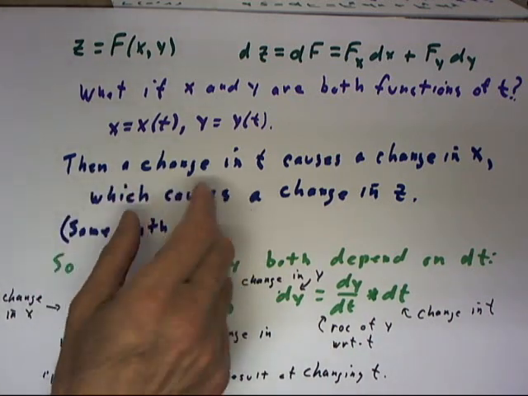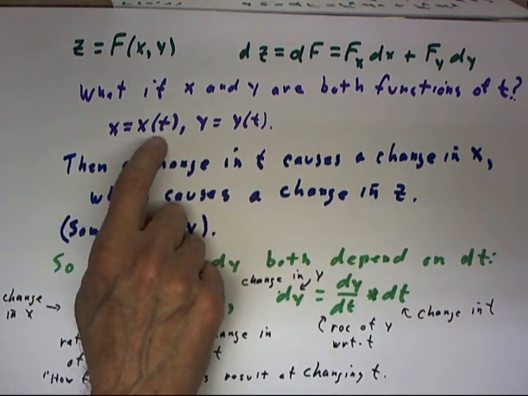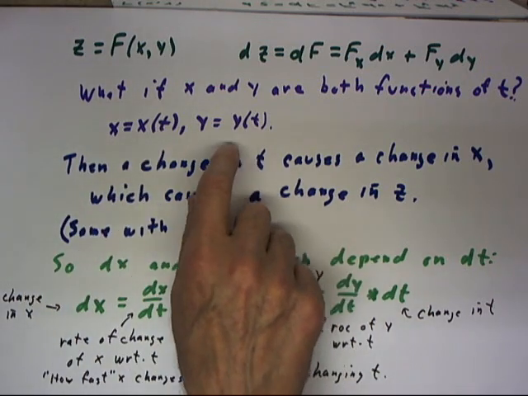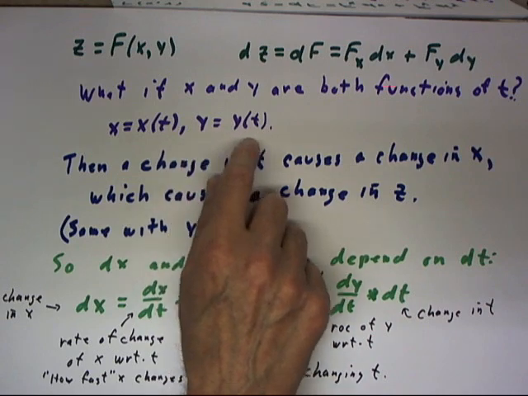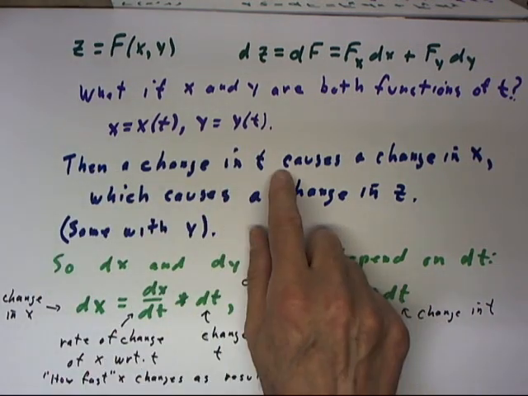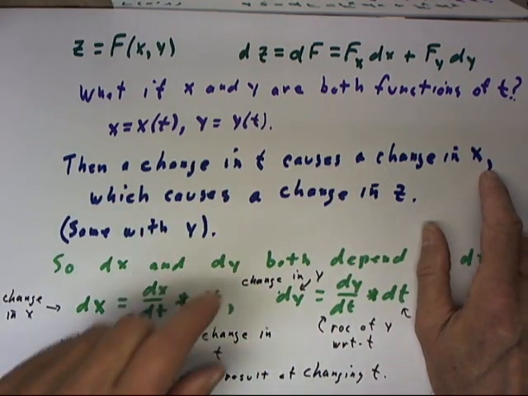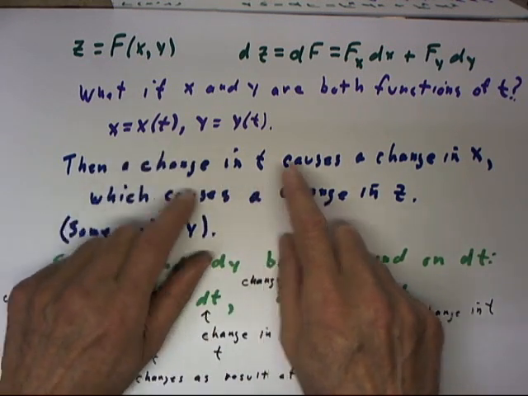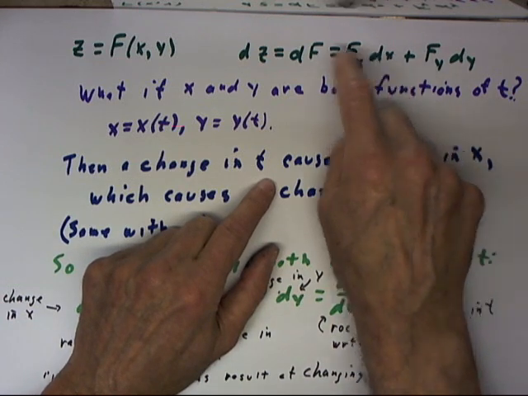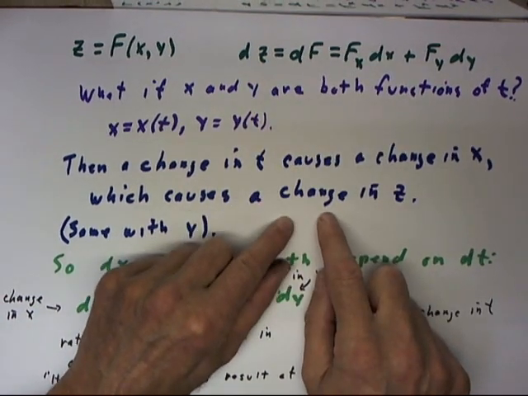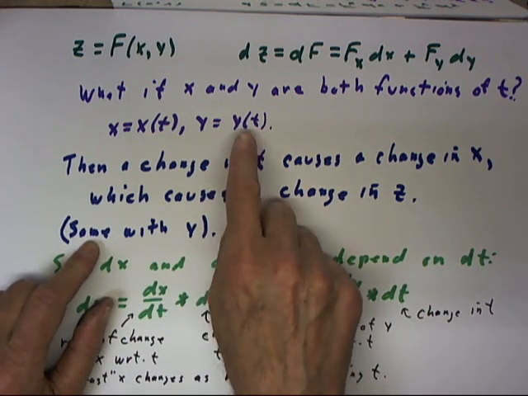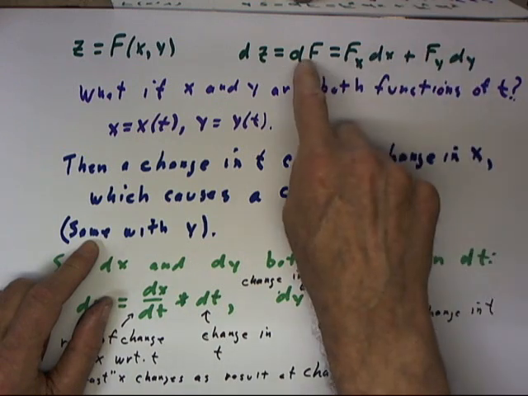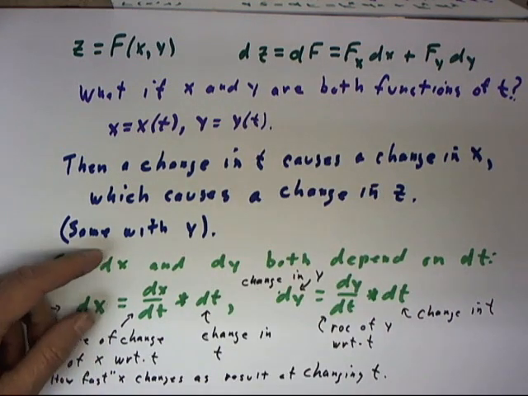Well, if this is so, then we would certainly expect that if we have a change in the value of t, that's going to change the value of x. And similarly, it's going to change the value of y. So, a change in t causes a change in x. Now, let's go back and along the chain. A change in t causes a change in x, and a change in x causes a change in the value of z. And similarly with y, a change in t changes the value of y, and a change in the value of y causes a change in the value of f or z.